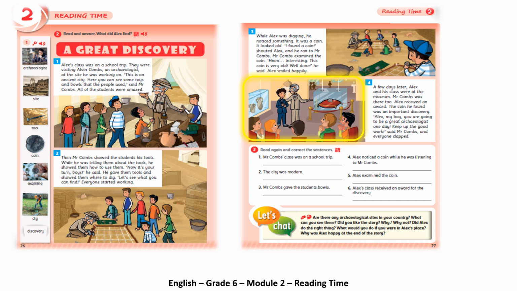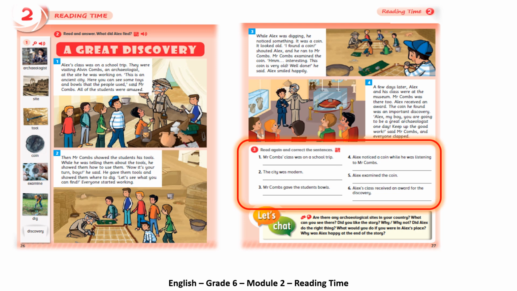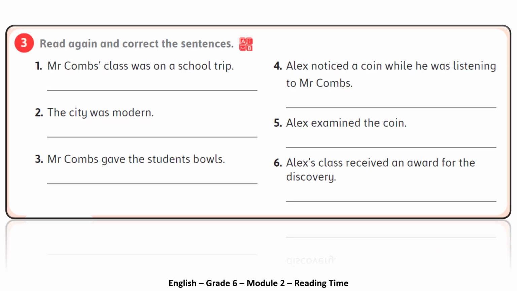Now it's time to go to the exercise. Exercise 3. Are you ready? So let's move on. Exercise 3. Read again and correct the sentences. There are 6 sentences that we need to correct. Let's start with number 1 as a model.